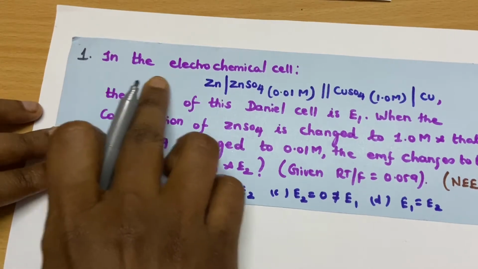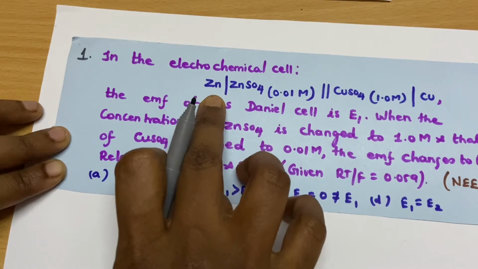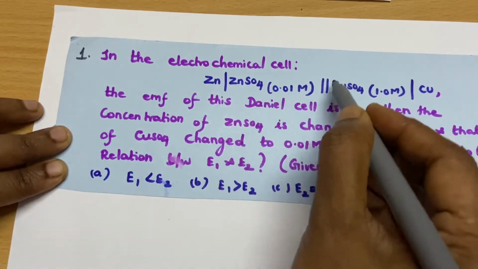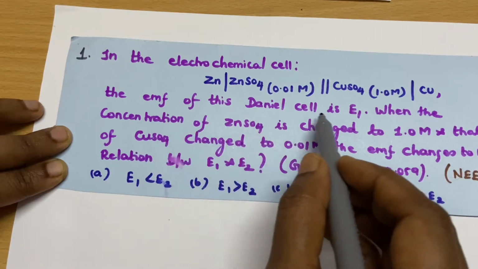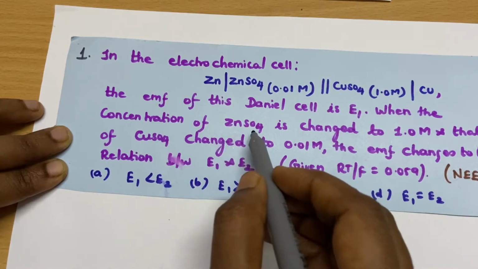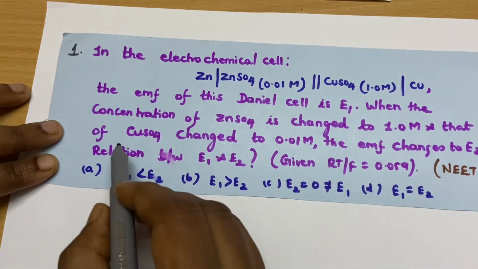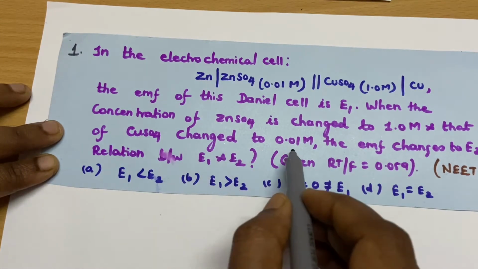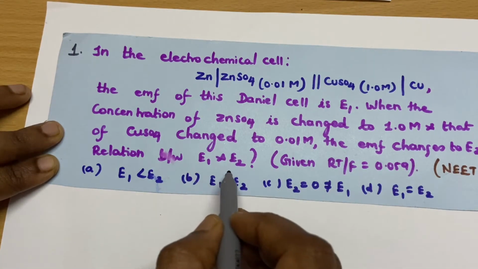Okay, for the first question, in the electrochemical cell, this is your anode, this is a salt bridge and this is your cathode. The EMF of this Daniell cell is E1. When the concentration of zinc sulfate is changed to 1 molar and that of copper sulfate changed to 0.01 molar, the EMF changes to E2. So what is the relation between E1 and E2?